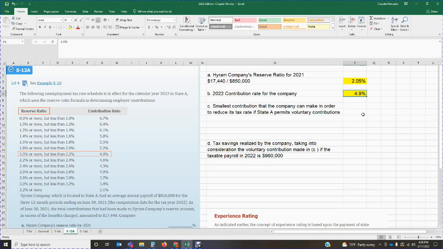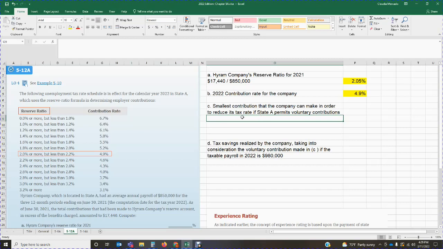Okay. Now, C is a little bit complicated. Okay. C states, what is the smallest contribution that the company can make in order to reduce its tax rate if state A permits voluntary contributions? So if we are wanting to decrease our contribution rate by the smallest amount, which would be the next tier, what is the smallest contribution that the company can make in order to be able to achieve this?